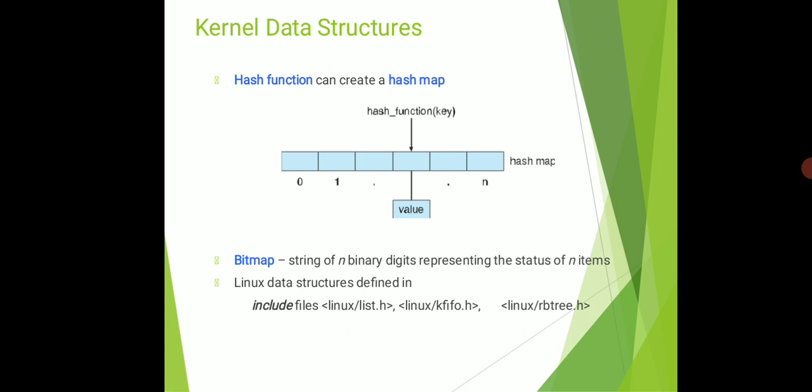Next one, this is a hash function we are using to create a hash map. Here in the hash function, we are going to give the key. Based on the key, we are going to check the value. Bitmap: a string of n binary digits representing the status of n items. Linux data structures are defined in include files.